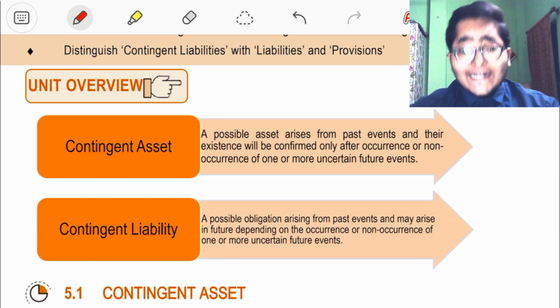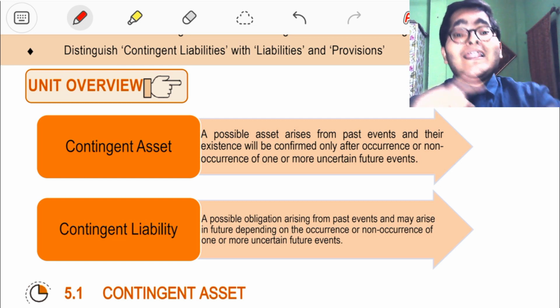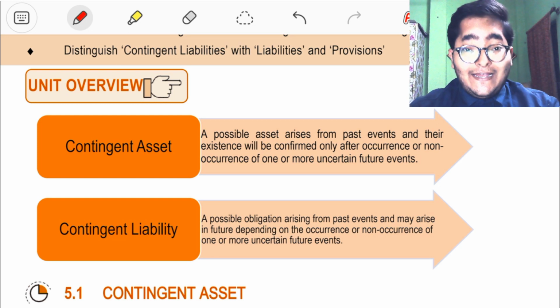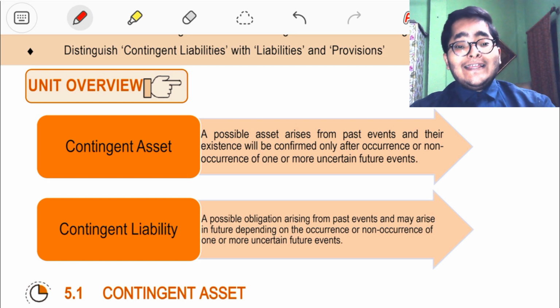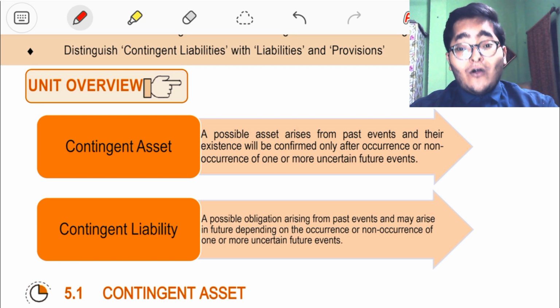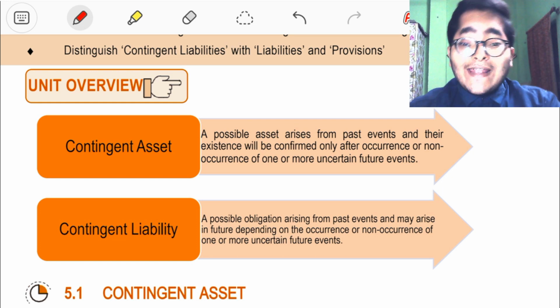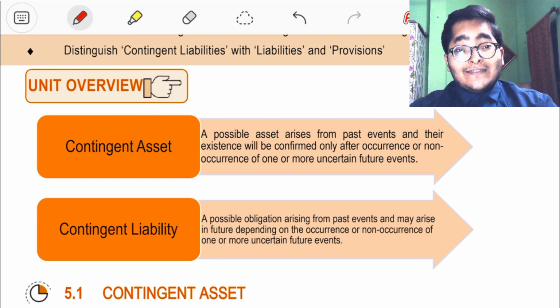So, what is a contingent asset? A contingent asset is a possible asset. It is not an asset, but it is possibly an asset. It can be an asset. A contingent asset is an asset or a possible asset that can take its form, or can be identified as an asset, by the occurrence or non-occurrence of any future uncertain event.